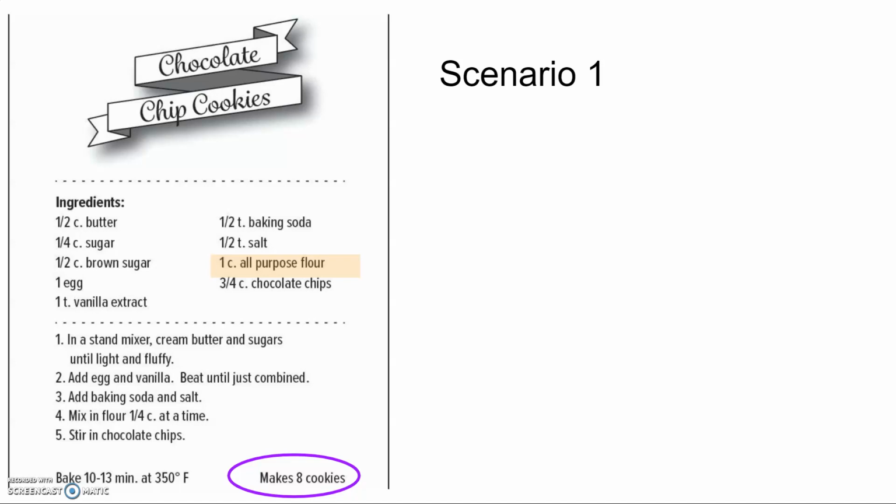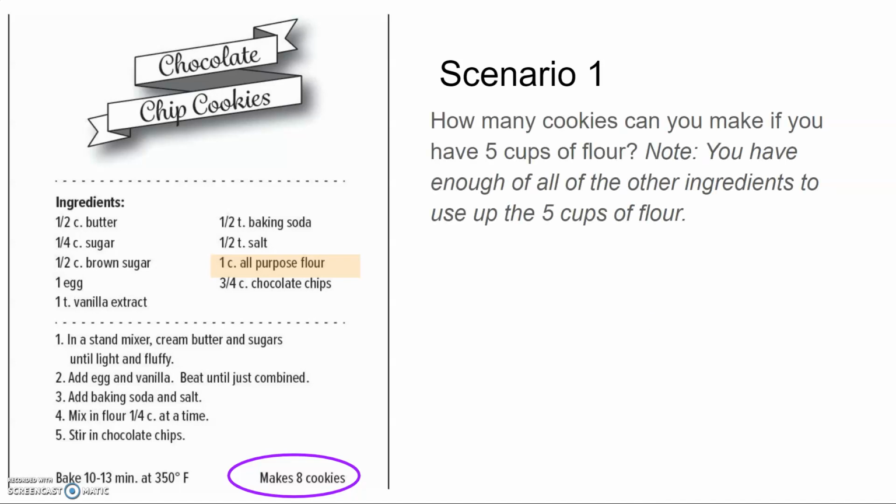So let's say you have this recipe for chocolate chip cookies, and you want to know how many cookies you can make if you have 5 cups of flour. And just a quick note, you have enough of all the other ingredients to use up the 5 cups of flour, so none of the other ingredients are limiting. But how many cookies can you make from the 5 cups of flour? If you would like, you can go ahead and pause the video now and give yourself a chance to think about that answer.